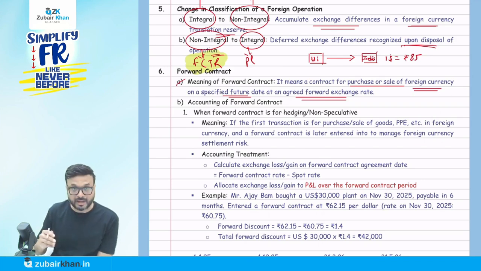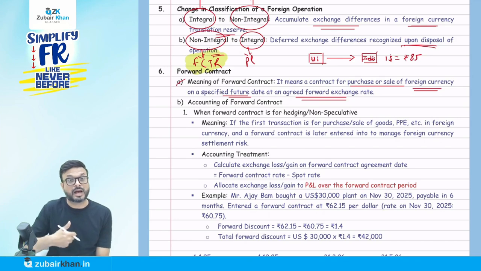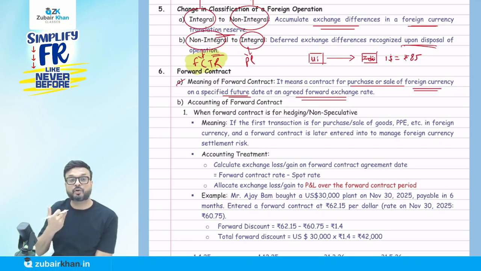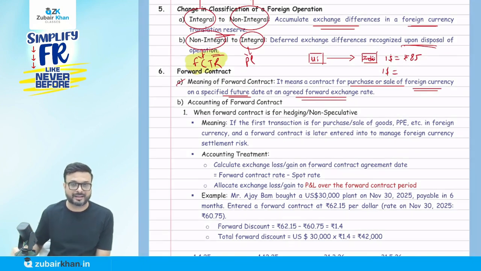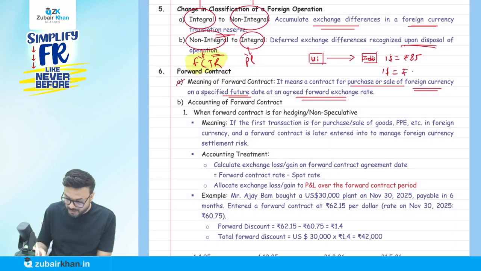Now I am going to pay after 4 months. After 4 months, I still have to pay $1,000 only. But I don't know what the exchange rate will be after 4 months. So I go to the bank and tell them I want to fix this foreign exchange. I say I will pay you 86 for $1. I fix this amount. This is the forward contract.